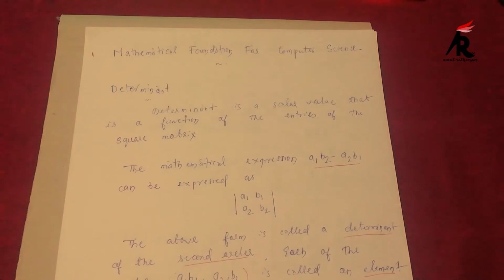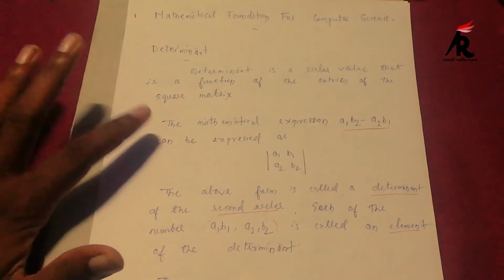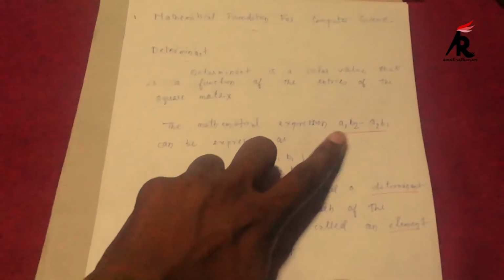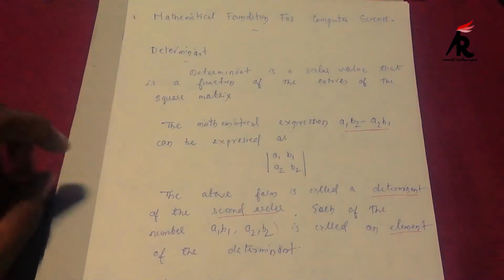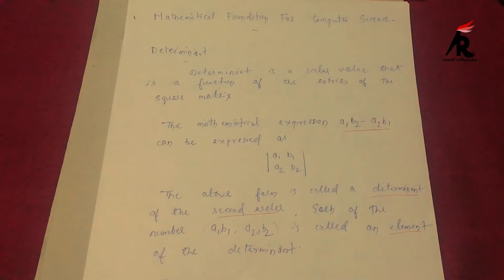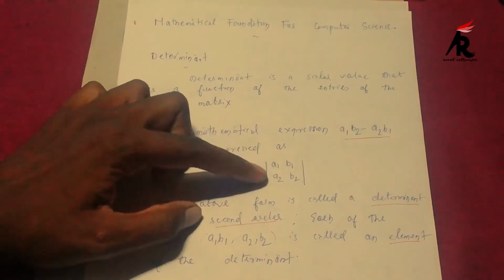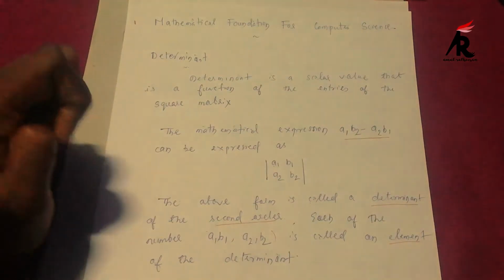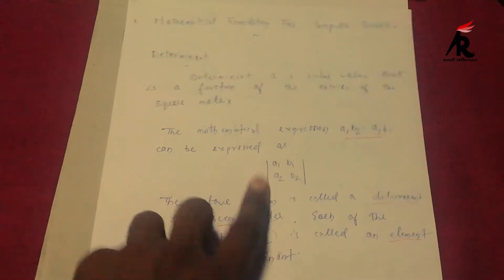So basically, a determinant is a scalar value that is a function of the entries of a square matrix. That's the basic definition, and the next practical definition is this. The mathematical expression: a1, b2, all these are numbers or elements. So a1 b2 minus a2 b1 can be expressed as the determinant with rows a1 b1 and a2 b2, like this. The above form is called the determinant of second order.